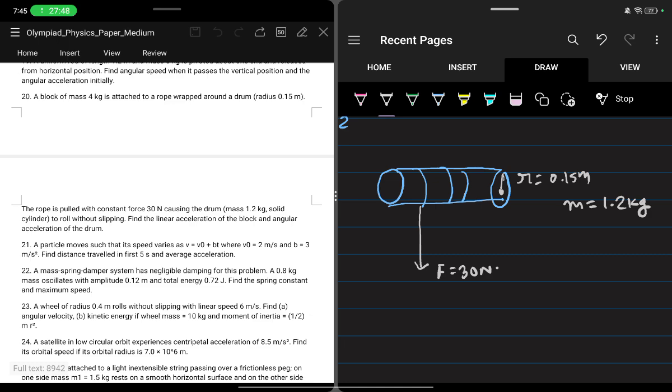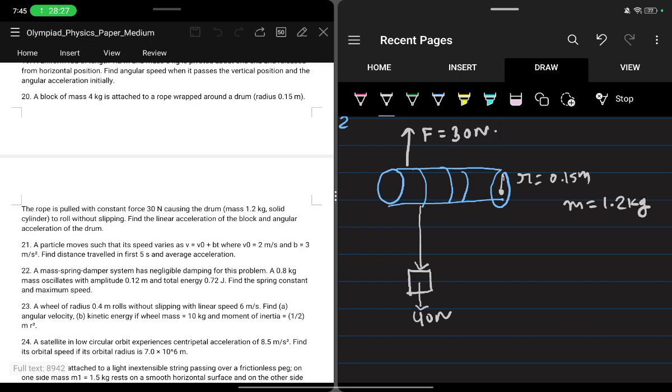So first of all, the weight of this block is 40 Newton, right? Okay, and the rope wrapped around a drum. The rope is pulled with constant force 30 Newton, causing the drum to roll without slipping. Find the linear acceleration of the block and angular acceleration of the drum. Okay. So let's say we are pulling this rope in upward direction with the force 30 Newton.